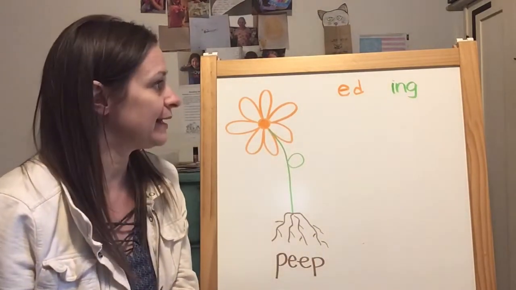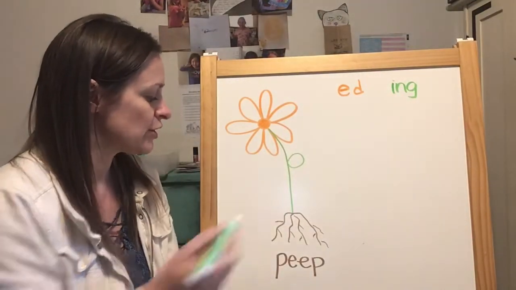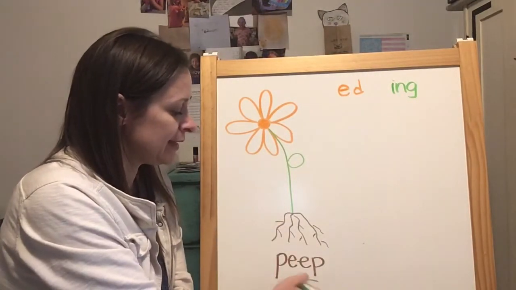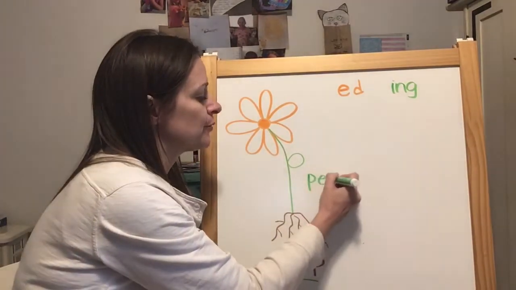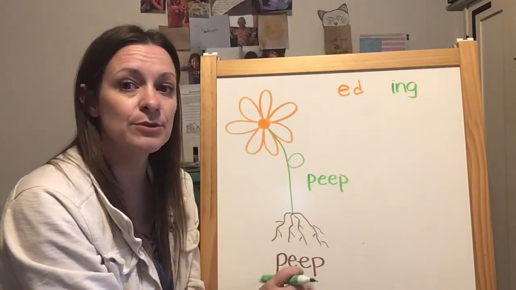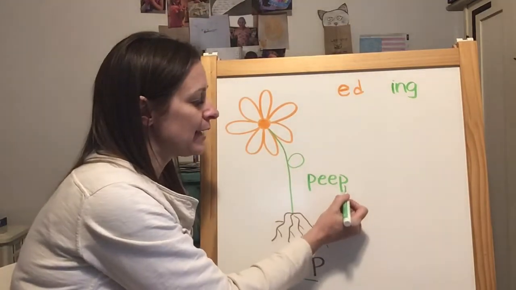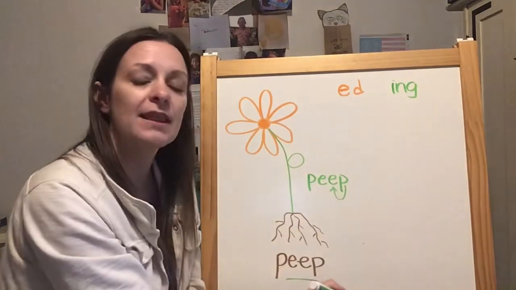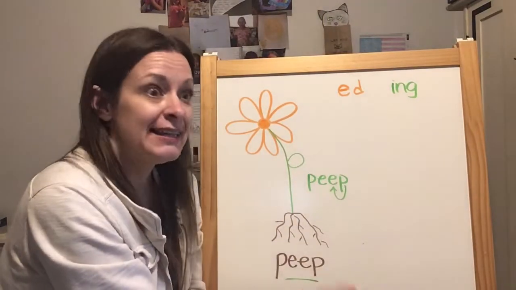Let's go ahead and make it present tense first. Let's do the peeping first. So when we're adding the ending, we immediately rewrite our root word, right? So let's rewrite our root word, peep. Now, this one gets tricky because we're going to have to distinguish between a short vowel and a long vowel. Let's look right before the consonant, P. There's an E, right? An E is a vowel, right?